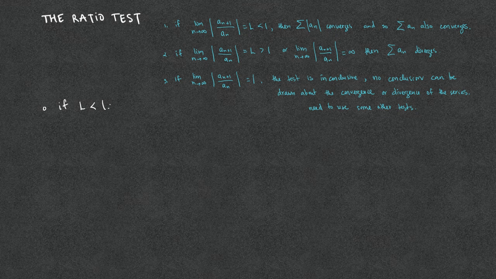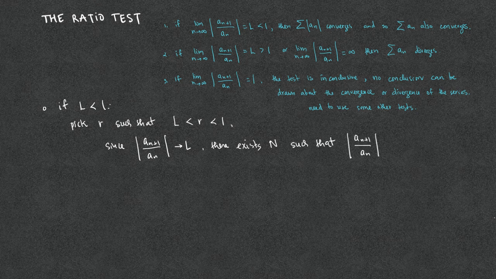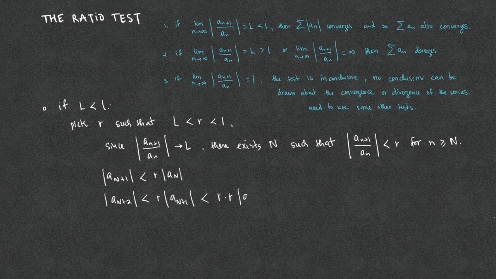To justify this, suppose we have the limit L that is less than 1. We pick a number r such that r is between L and 1. Since the limit of the ratio is L, there exists a number capital N such that the ratio is less than r for all n greater than or equal to capital N. Then a sub N plus 1 is less than r times a sub N. A sub N plus 2 is less than r times a sub N plus 1, which is less than r times r times a sub N, which is r squared a sub N.